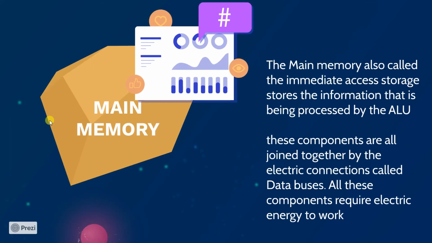Yeah, the main memory. Another point is a part of the processor is the main memory. The main memory, also called the immediate storage, stores the information that is being processed by the ALU. Remember him? Yes, the ALU. All those gigantic calculations stored. These components are all joined together by the electric connections called the data buses.